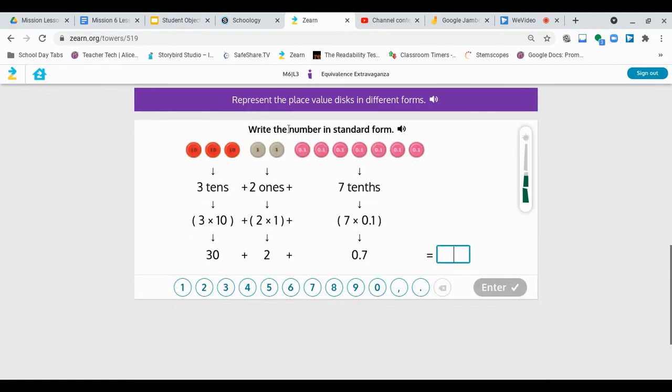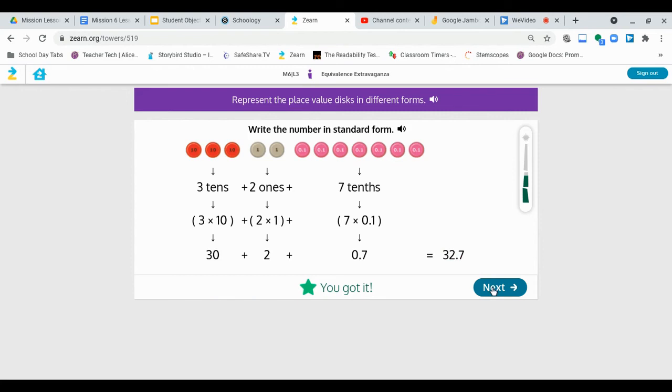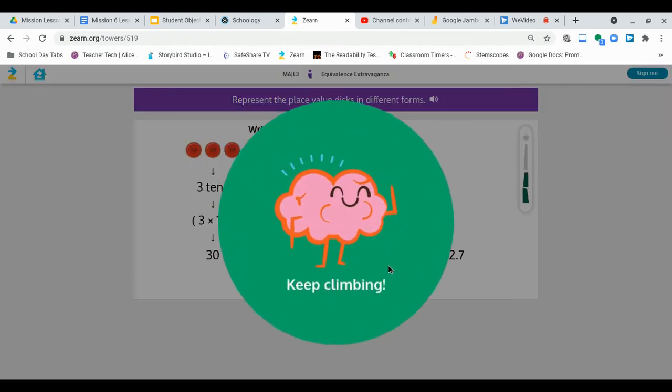Now we want to write the number in standard form. So now we're just going to combine all these. So 30 plus 2 plus 7 tenths. Well, 30 plus 2 is 32. And then I'm going to put my decimal and then my 7 tenths, like such. You got it. Hey, we sure did. But anyway, we're going to keep climbing.